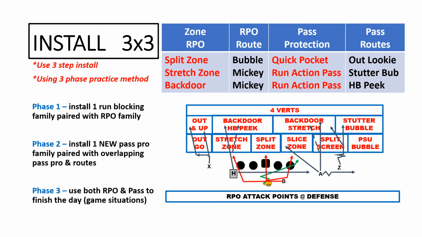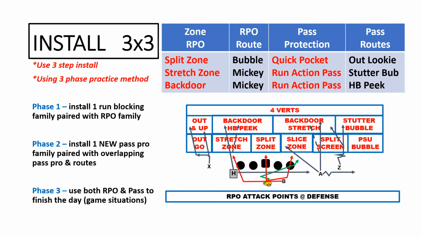We first have our zone RPOs, which is a split zone. That's the inside zone. So when we say split zone, that's inside zone. And then stretch zone is our outside. And then backdoor, all that means is we're running counter type action away from the H-back or to the backside. You can see tagged with each of them are the different RPO routes we'll use terms.